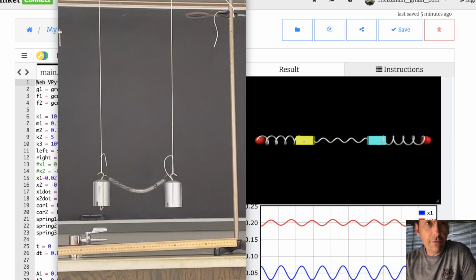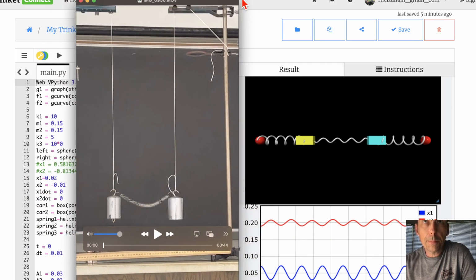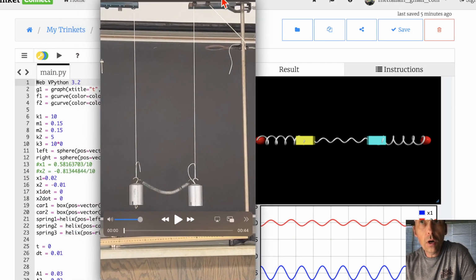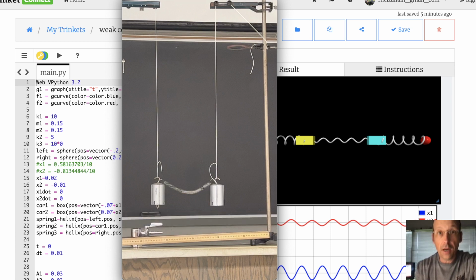Here I have, it's actually pretty, I kind of like it. So let me make it a little bit smaller. I have 2 masses on strings, and there's a spring connecting between them. So this is a coupled oscillation. The motion of the 2 masses swings. They both have a frequency to the swinging, but there's also that spring in between them.